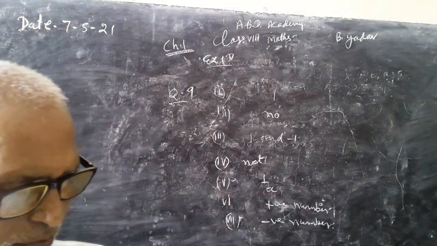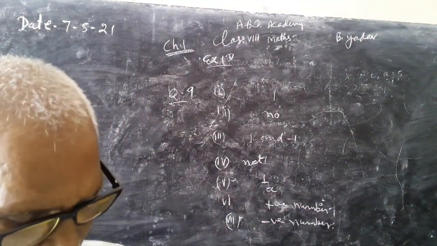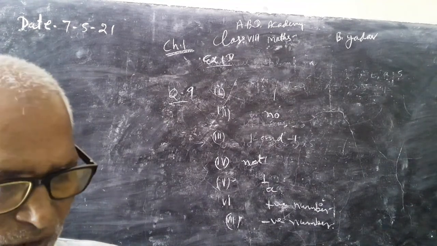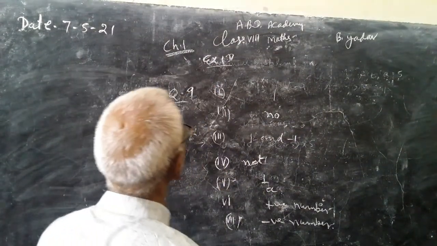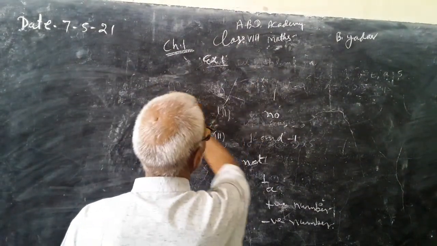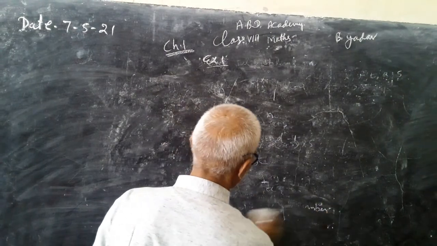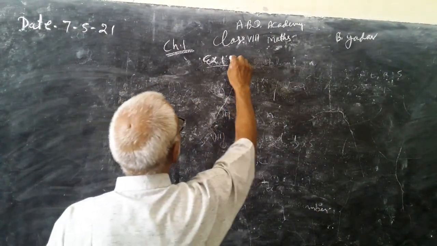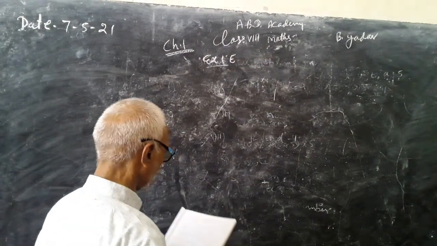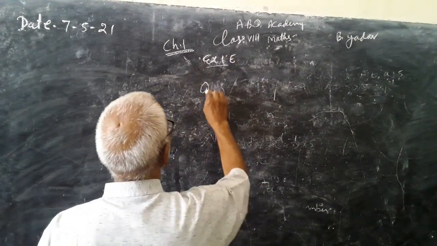Now, division of numbers. Next, we shall do division of a rational number by another rational number. Exercise 1E. Division of a rational number by another rational number. 1E, question 1.